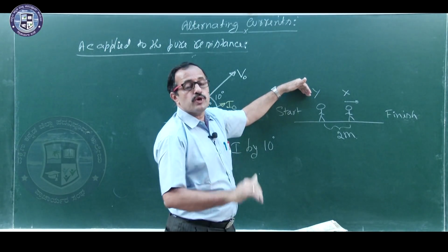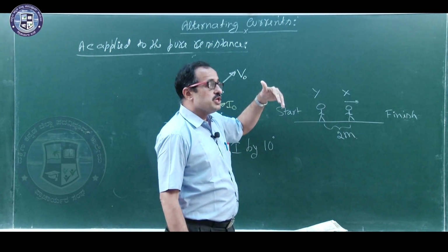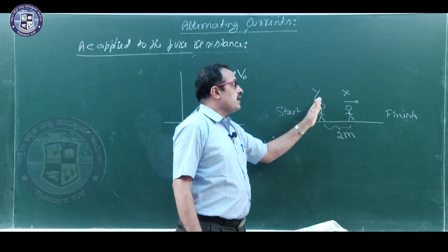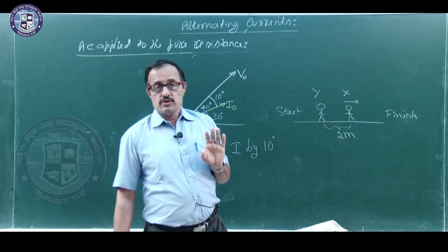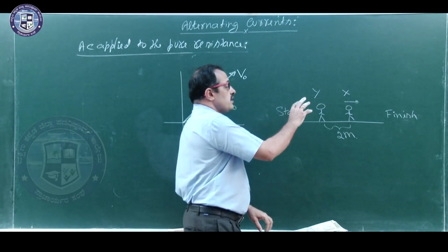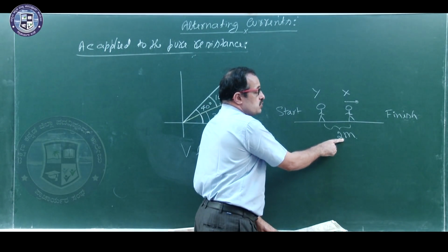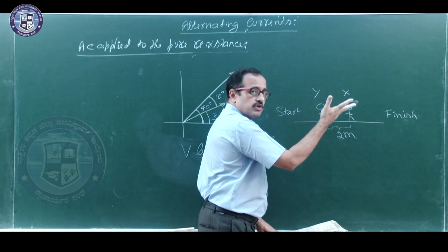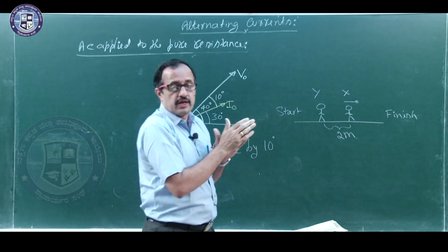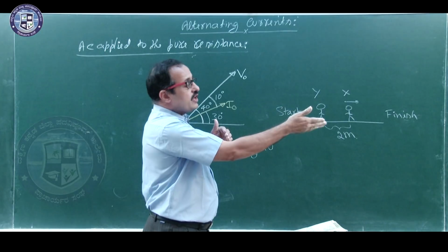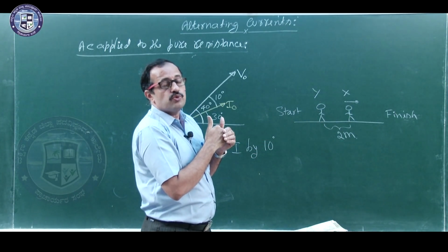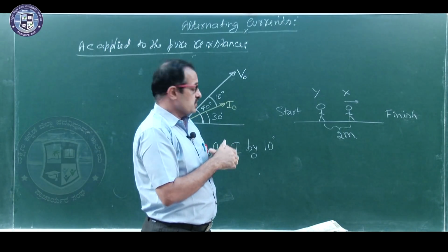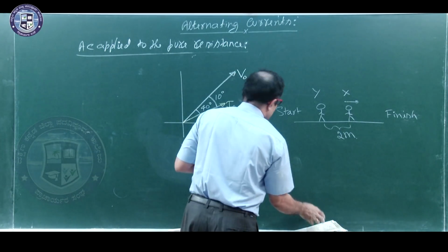What is the another way to explain? Another way is to explain that Y is lagging behind X by how much? 2 meter. So, Y lags by 2 meter with respect to X. Both of them are same, no? You are explaining the same thing. We can say X is leading by 2 meter or Y is lagging by 2 meter. Both same.